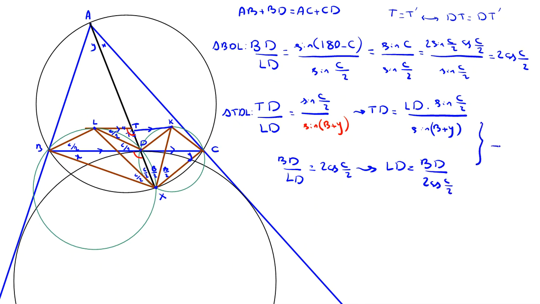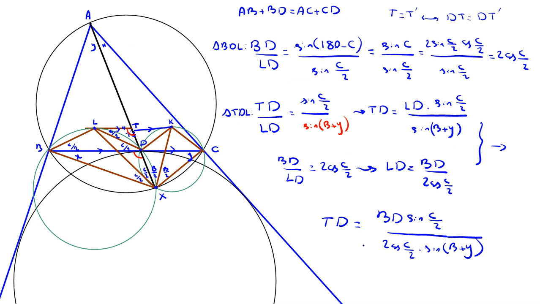So LD is BD over 2 cos C over 2. Now, if I replace, then I conclude TD equals BD sine C over 2 over... Let me check. If we replace LD here, it would be BD times sine C over 2, over 2 cos C over 2 times sine B plus Y. Okay.